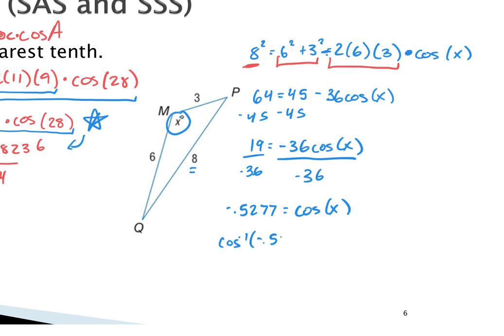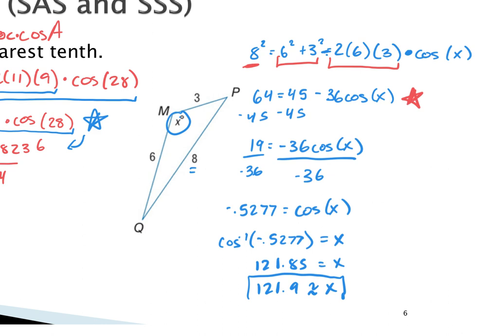Negative 0.5277 equals x. And my angle measure is 121.85, or to round to the nearest tenth, 121.9. And that makes sense, because if you look at the picture, that's an obtuse looking angle. So it's nice that you have an obtuse number.